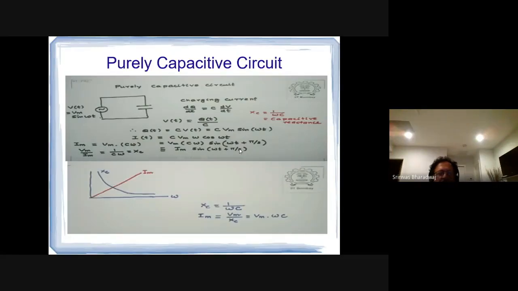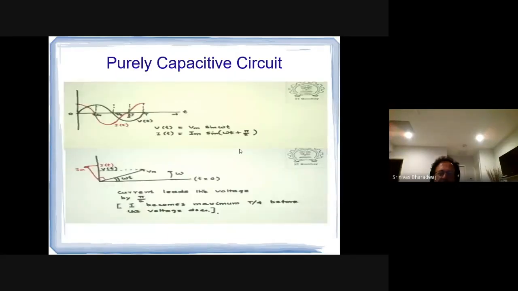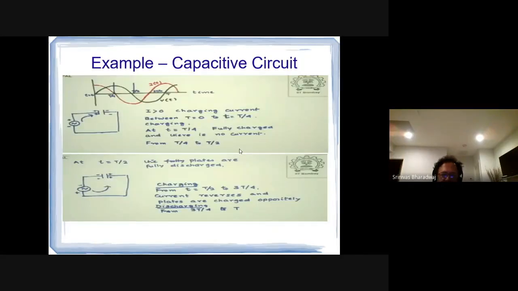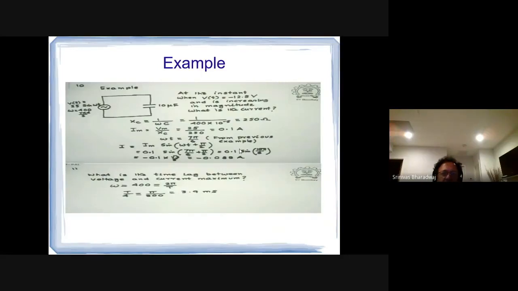So you can then write I of t equals Im sine omega t plus pi by 2, 90 degrees in front. You calculate the Im, and then here's an example immediately. Have a single capacitor in a circuit, fully charged, and then at T equals T by 2 the plates are fully discharged. So what happens? I leave that to you to calculate.